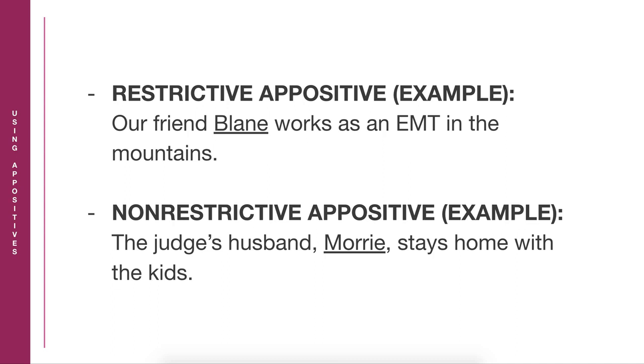So just one more time, restrictive appositive is information that we need in order to understand what the author is trying to convey to us. Non-restrictive appositives are just extra information that add extra details that benefit us as readers, but aren't necessarily necessary.